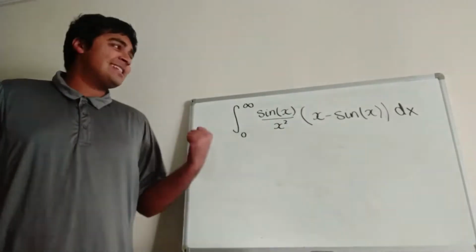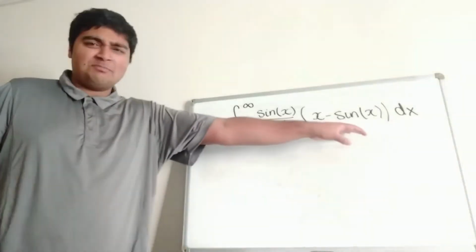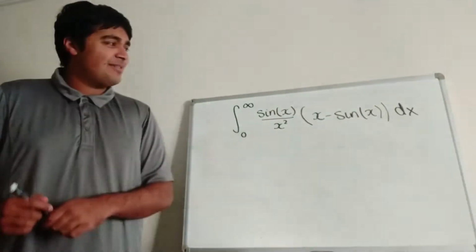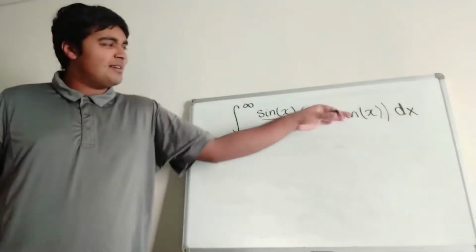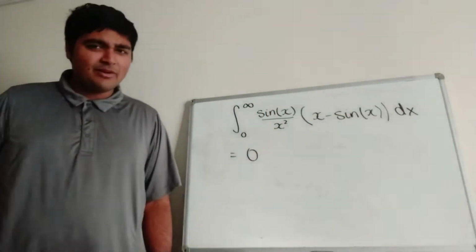Now, if you gave this integral perhaps to an engineer, they might look at this and go, well, sine of x is basically equal to x, so x minus sine of x, this guy here is 0, so we've got something times 0, so we're just integrating 0, so all in all, this is 0.